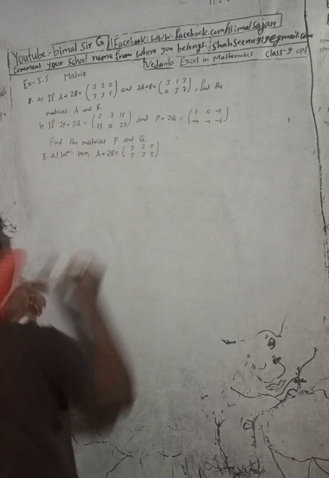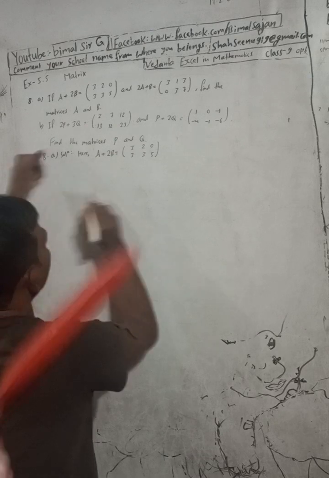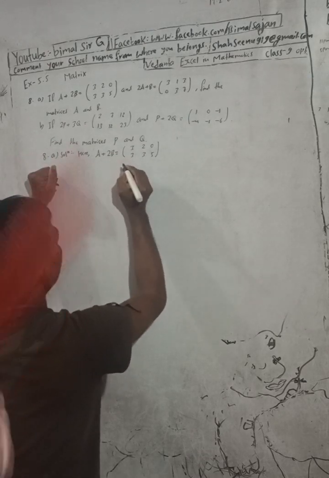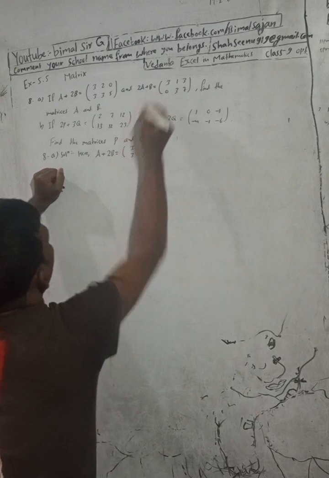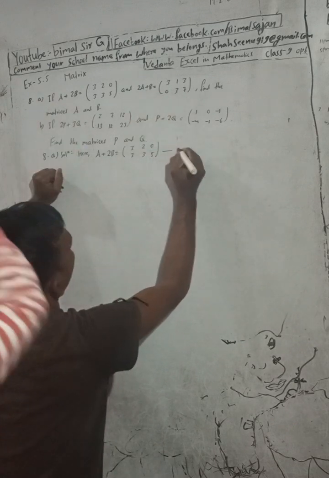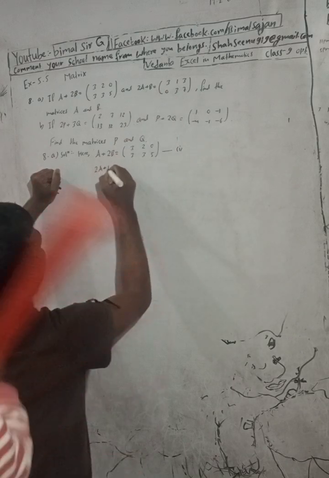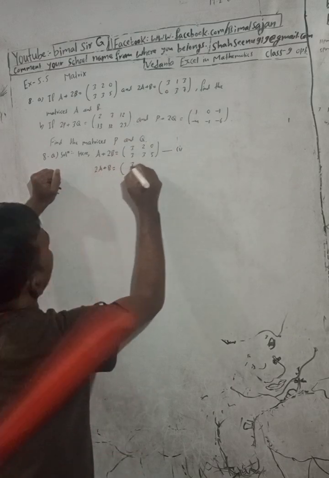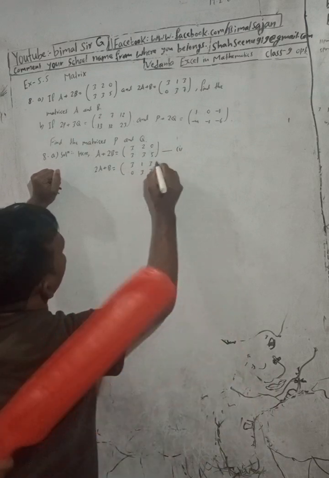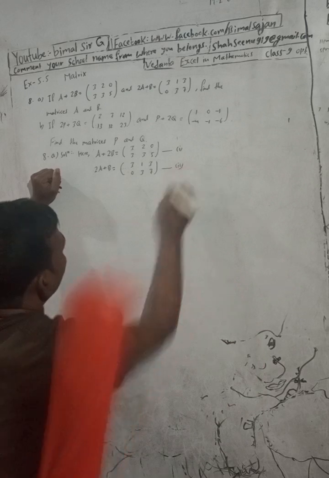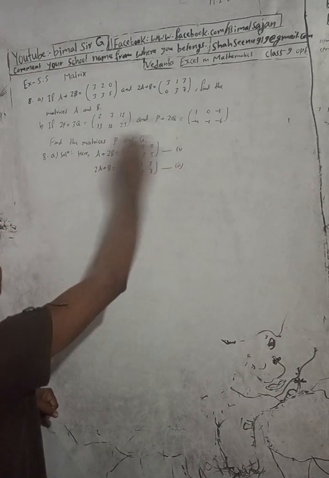First of all, I write here: this is equation 1. Then 2A plus B is equal to [3 1 3; 0 3 7]. This is given here. Now we have to find A and B.